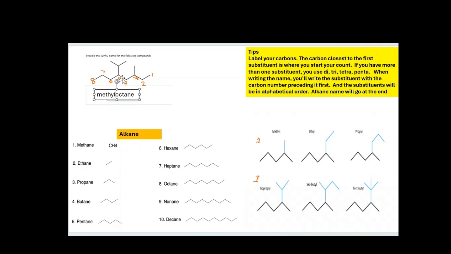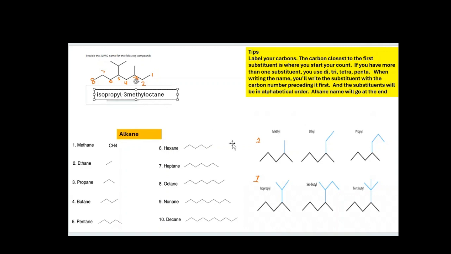So methyl. And then I'm going to see what carbon that methyl is on. I see that it's carbon 3. So right here, I'm going to go ahead and write the number 3. And I'm going to spread this out some more and make this longer. And then I'm going to see what else I have. And I'm going to go ahead and write my isopropyl.